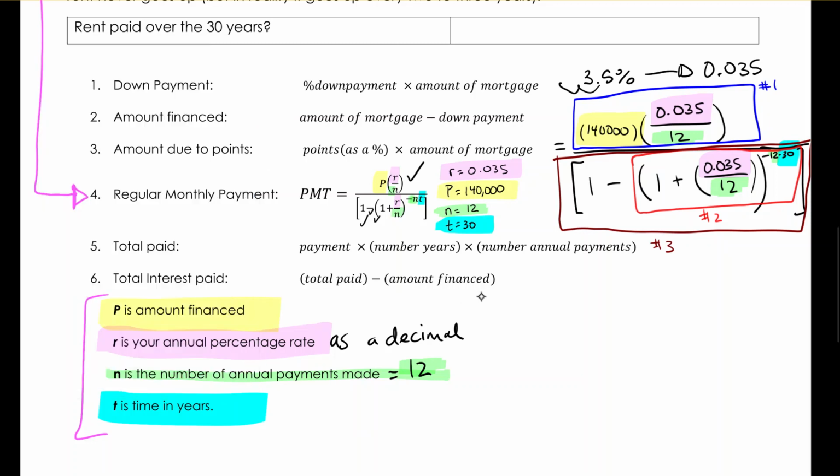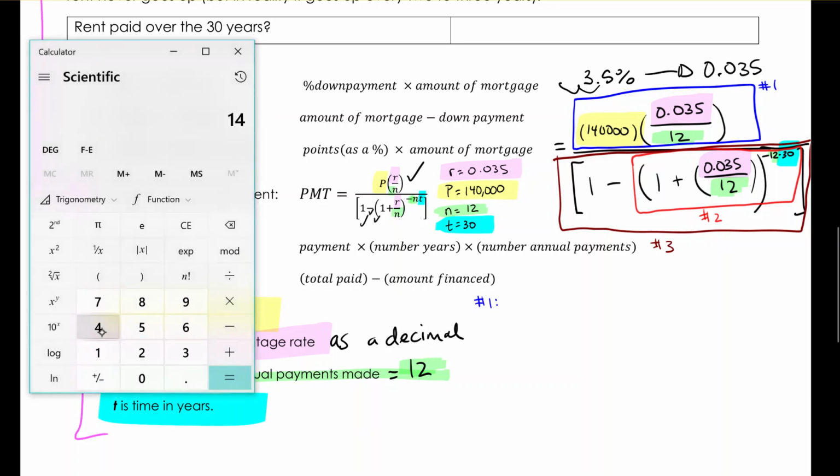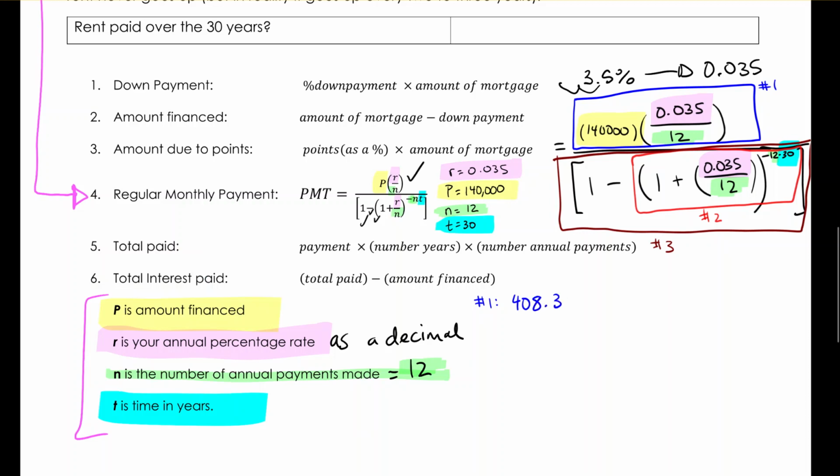First up, number 1, that's going to be the top, which is 140,000 times, okay, 0.035 divided by 12. Notice I'm typing in exactly what I see to the calculator, and that gives me that number, 408.3 repeating. I'm going to write out a good amount of the decimal places, okay? So I'll write 408.